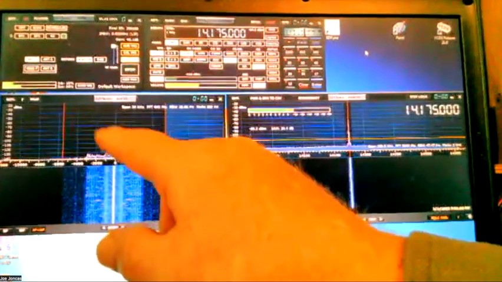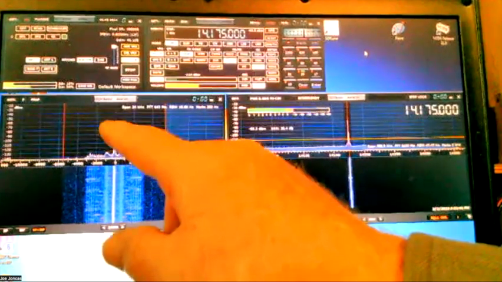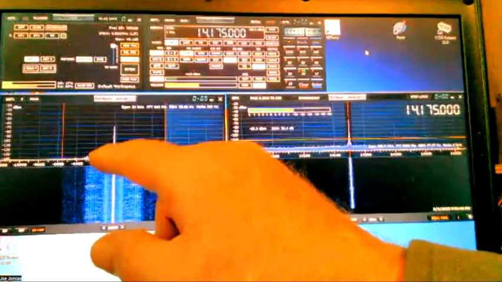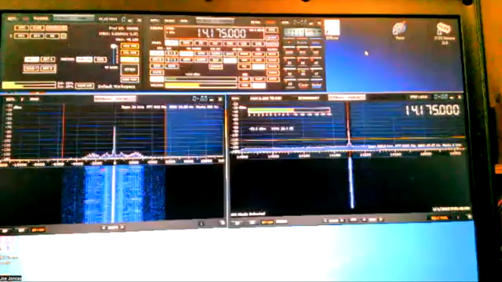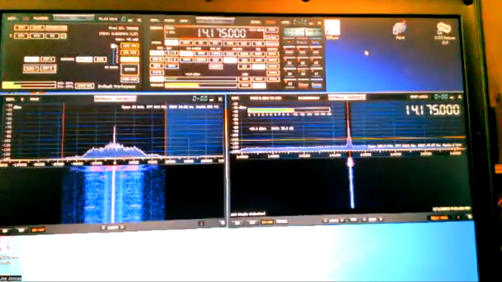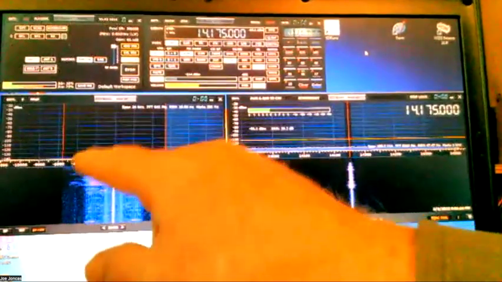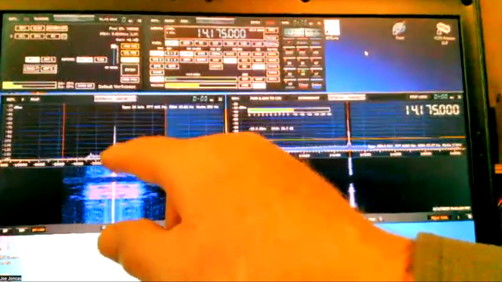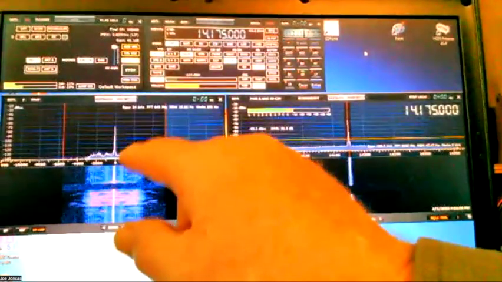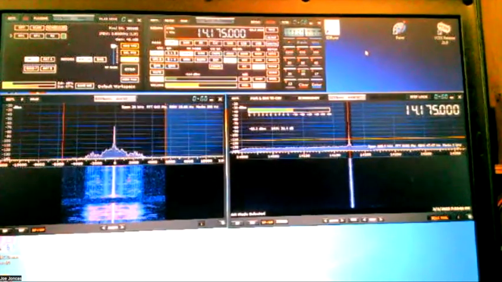But since this is AM, half of the power is actually going into this carrier. So John, go ahead and speak into it again. So you see you've got power here and you've got power over here. This is your biggest power, probably about half here and a quarter here and a quarter here. So switch it to upper sideband.